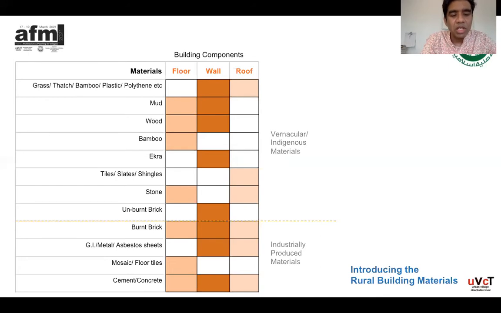For the purpose of the study, the materials have been characterized as indigenous and industrially produced materials. The indigenous materials consist of grass, thatch, bamboo, wood, tiles, slates, shingles, stone, and burnt brick. And then industrially produced, we have burnt brick, GI metal, asbestos sheets, mosaic, floor tiles, cement, and concrete.